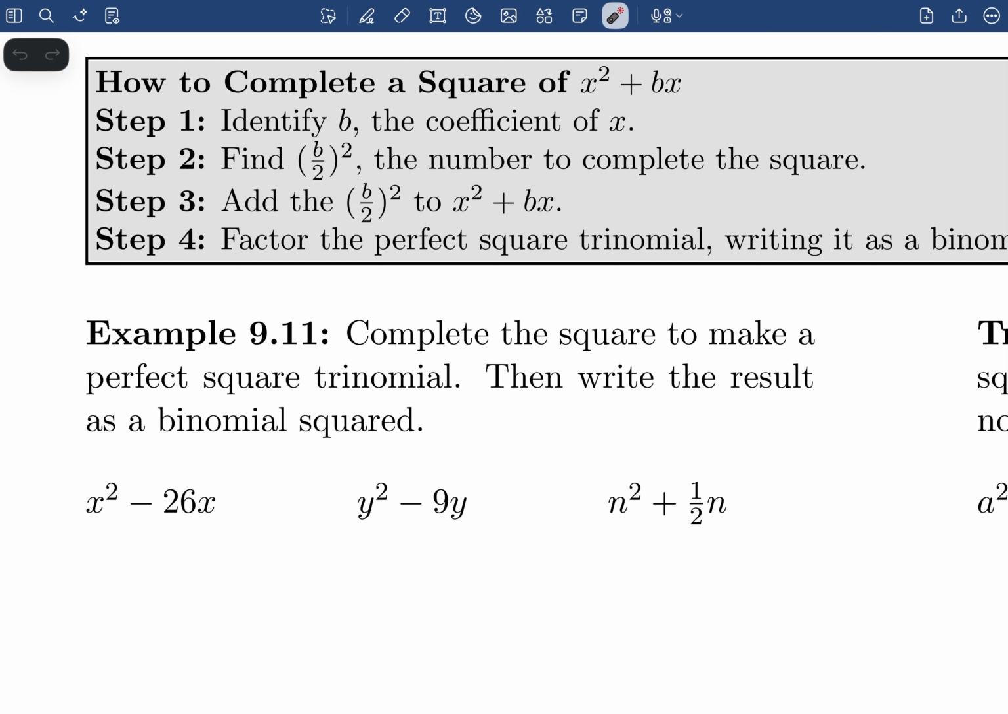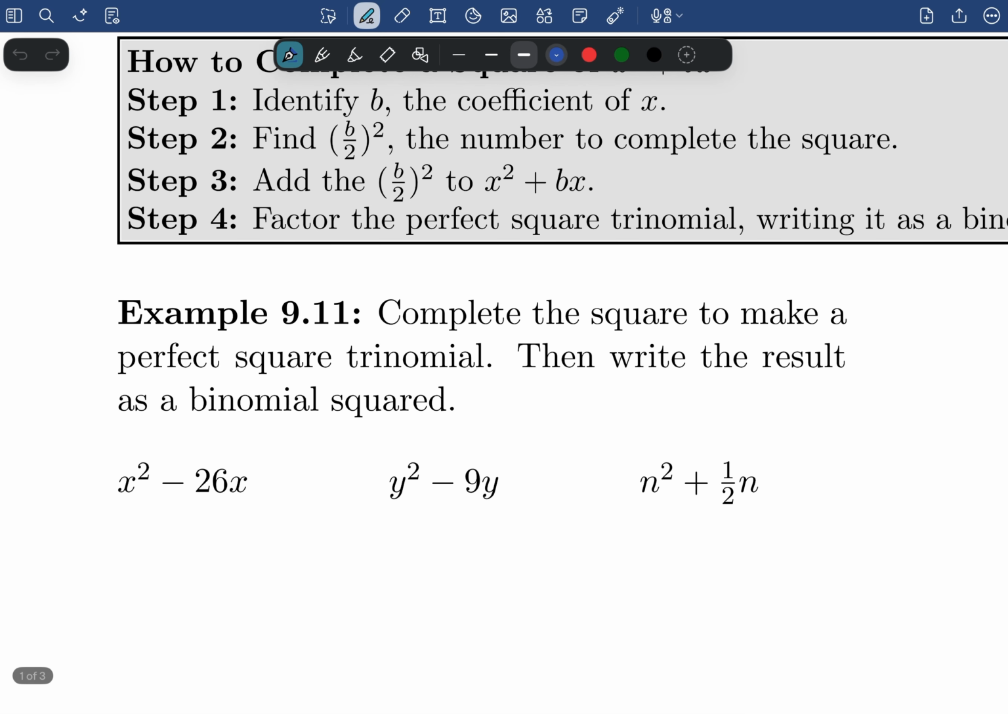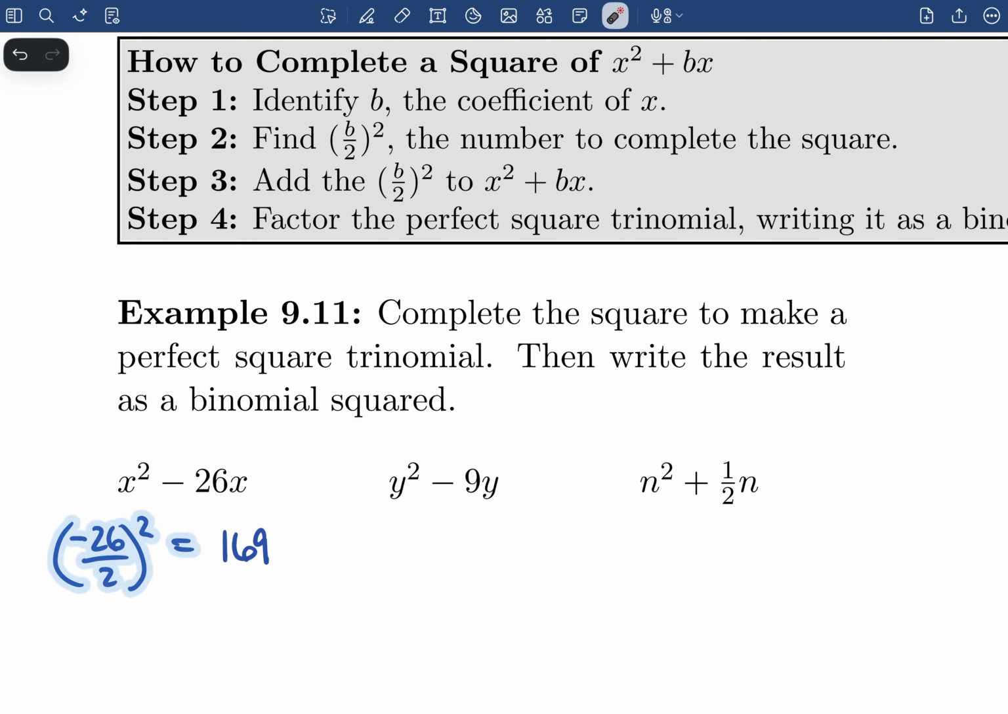Great. Step 2 is to find b divided by 2 squared. So take b, negative 26, divide it by 2 and square it. All right, I can do that. So I'll write it on the side here, negative 26 divided by 2 squared, like this. And, well, negative 26 divided by 2 is negative 13, and negative 13 squared is 169. Great. So no matter what the b value is, take that b value, divide it by 2, and square it, and that's the number to complete the square.